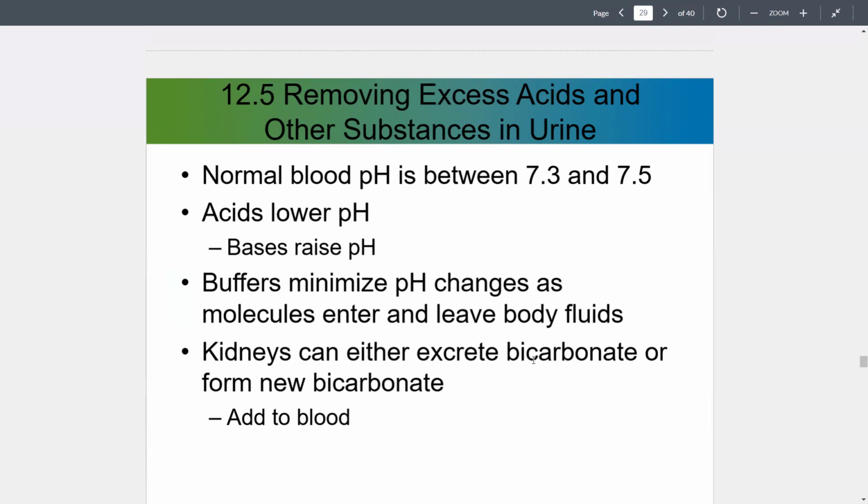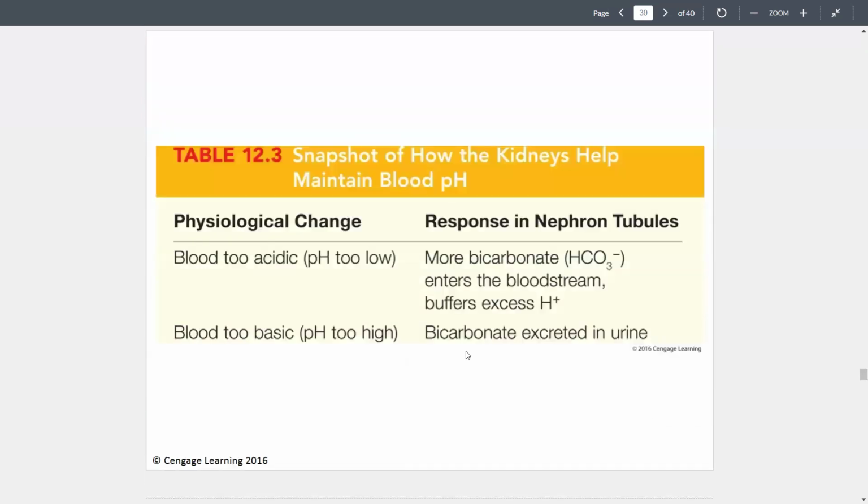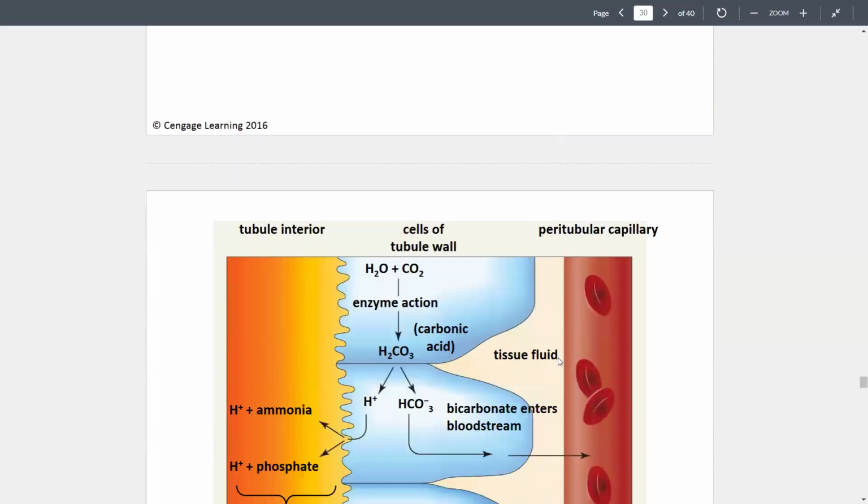Kidneys can also make bicarbonate, which is baking soda, and pump that into the blood. So if your blood is too acidic, the pH is too low, like below 7, you're going to get more bicarbonate from your kidneys, and that's going to raise the pH. And then if it's too high, you're going to pee out the bicarbonate.